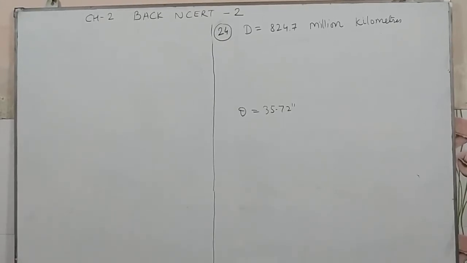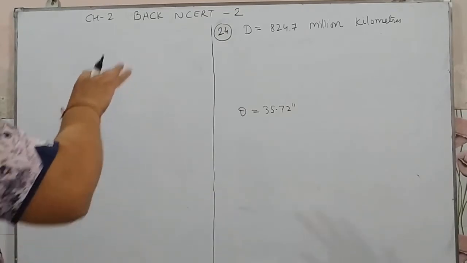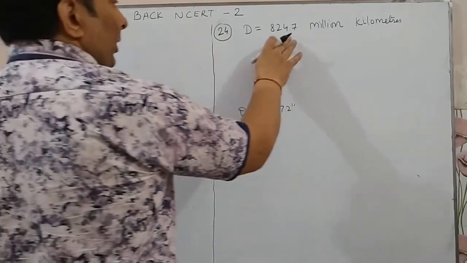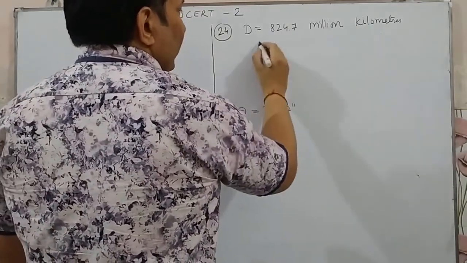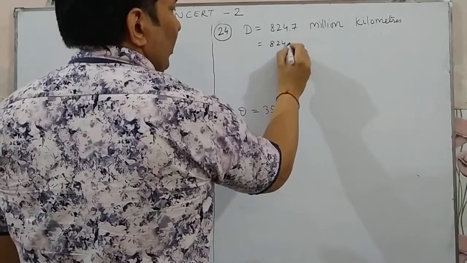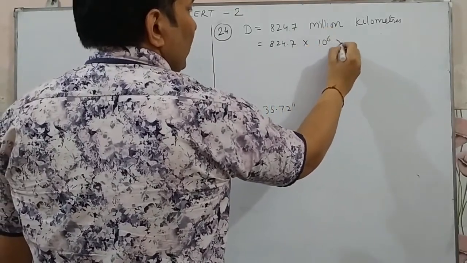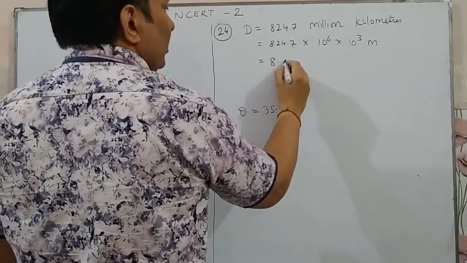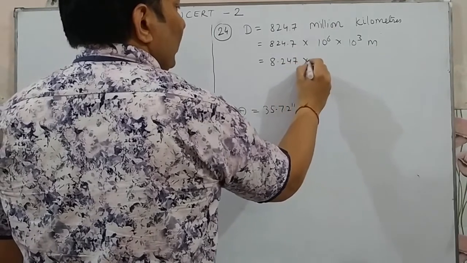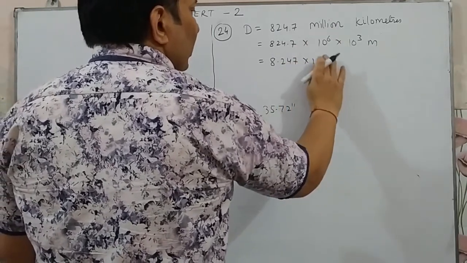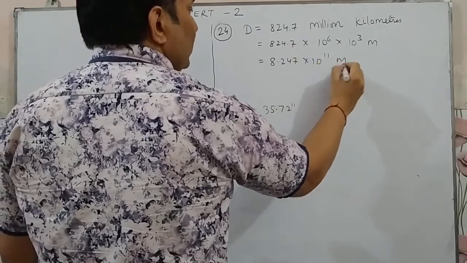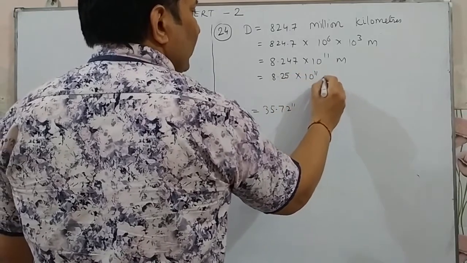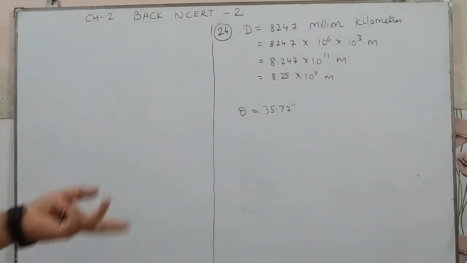Question 24 is the easier one. It is based on the parallax method, in which they have given that the distance of Jupiter is d equals 824.7 million kilometers. It can be converted into meters: 824.7 into million means 10 raised to power 6, and kilometer to meters means 10 raised to power 3. This is 8.247 into 10 raised to power 9 plus 2, that is 11, meters. Or you can write it as 8.25 into 10 raised to power 11. You can reduce it more according to your wish.